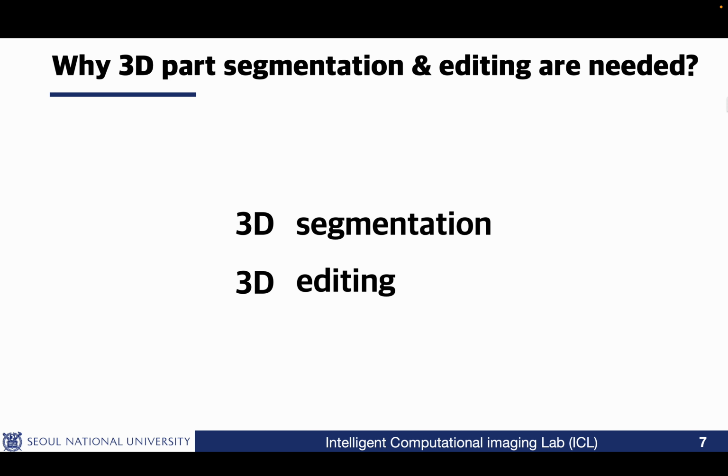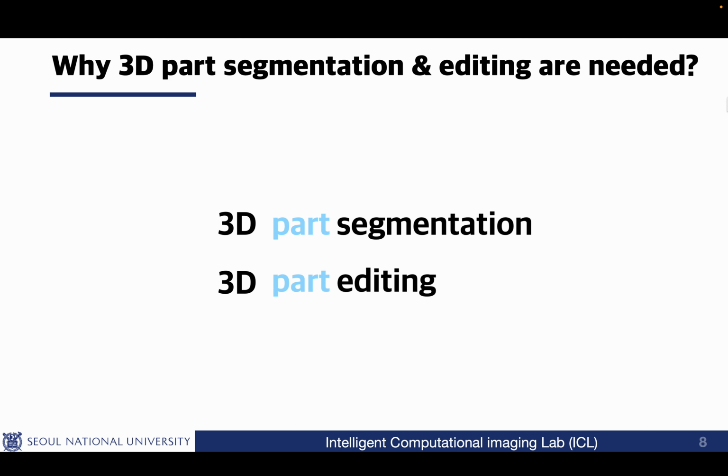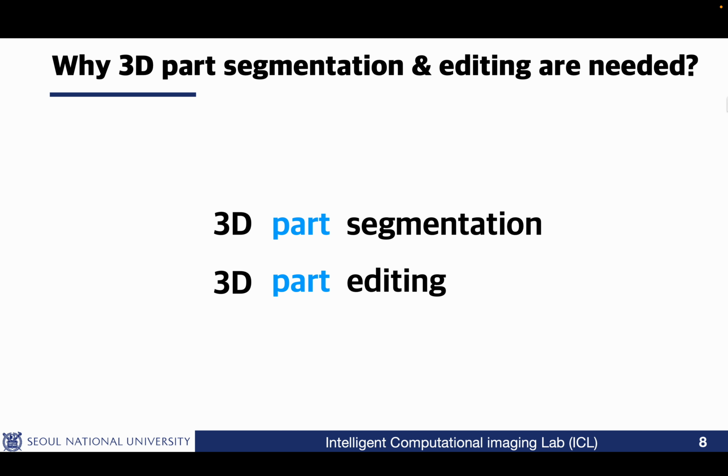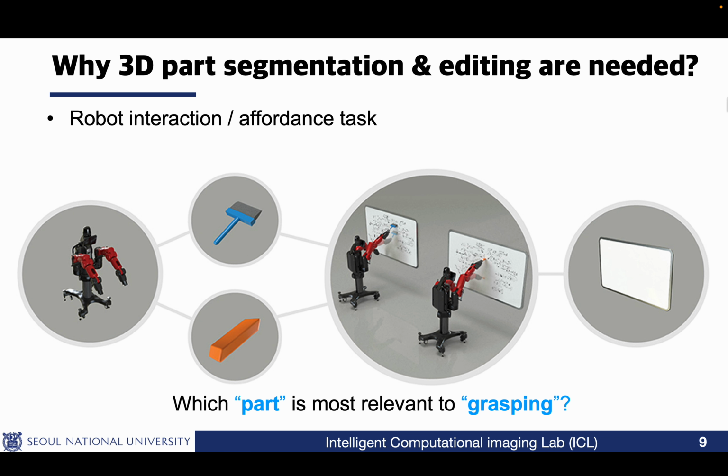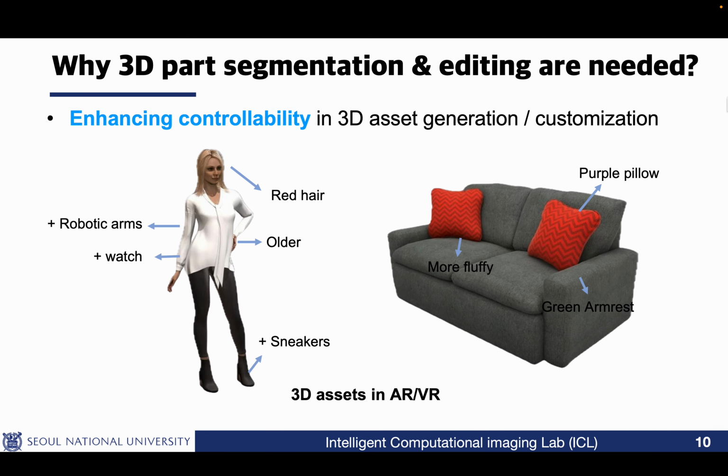Before we go in deeper, I have some questions. We emphasize part level in this paper, but why is handling parts important? In robotics, interaction requires part awareness. It means that we need to know which part is relevant for grasping to enable better affordance-based tasks. And in 3D editing, part-level control enhances asset customization.